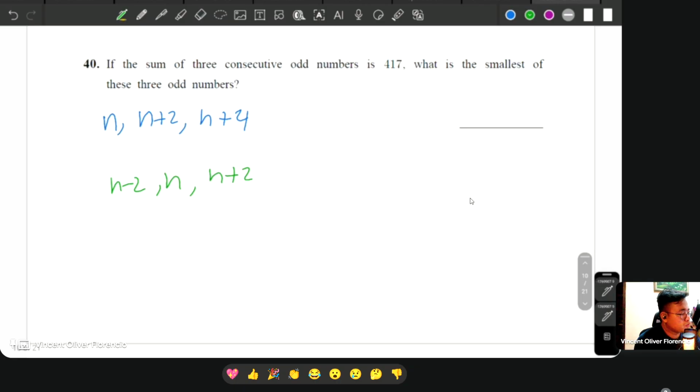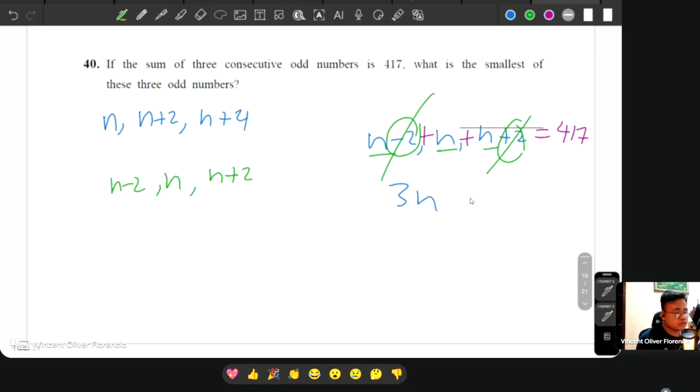Now, I prefer using this one here because here's the thing. It says there that the sum of 3 consecutive odd numbers. Let's say I use here n minus 2, n, and n plus 2. It says that when you add all of them, what's the result? 417. Now, here's the thing. If we combine all of this, n plus n plus n, that's going to be 3n. But if you combine negative 2 and positive 2, that is cancelled, right? So 3n is equal to 417.